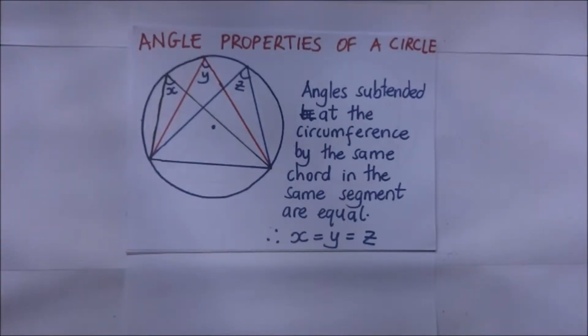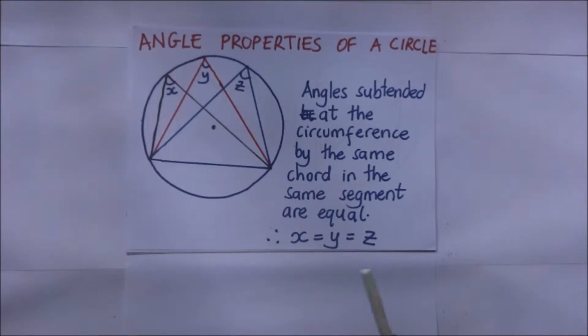Now there are various angle properties of a circle that are required to be held to memory, because when we are dealing with numbers that are involved with trying to find angles that are missing within circles, you interpret such questions using the properties. Let's look at the first property here.